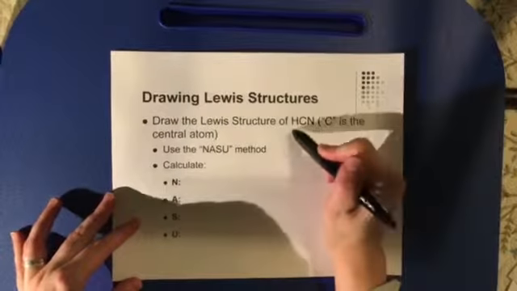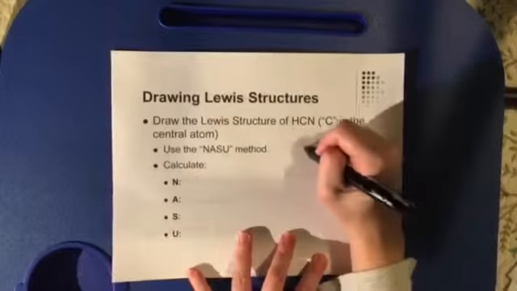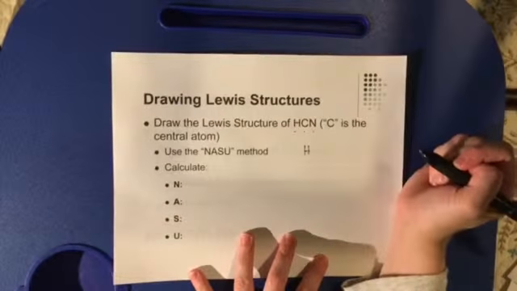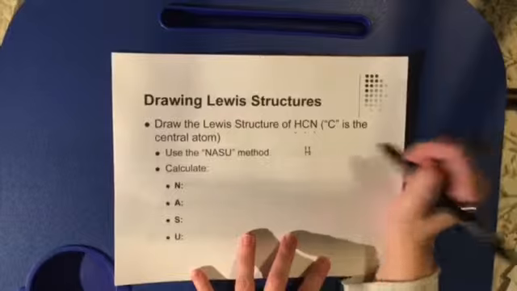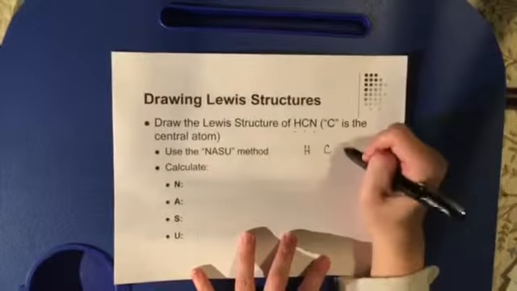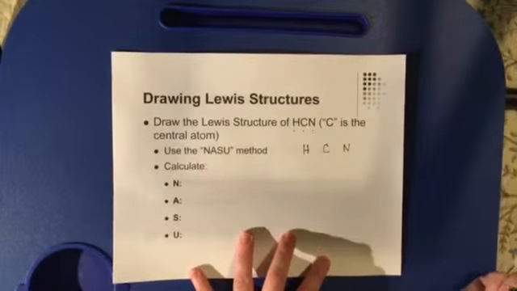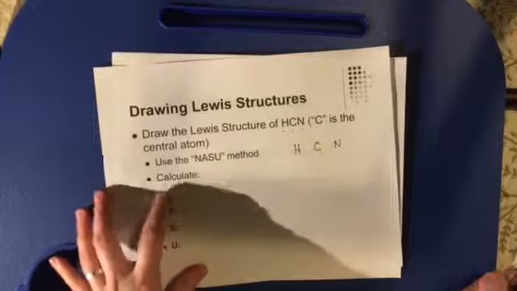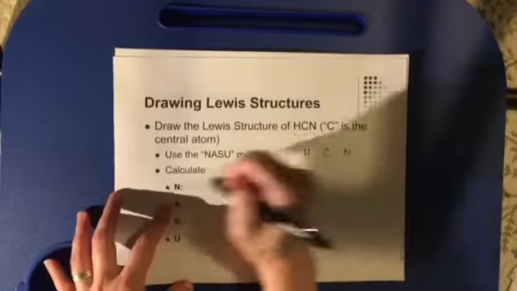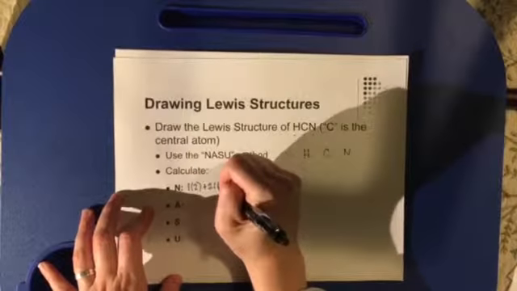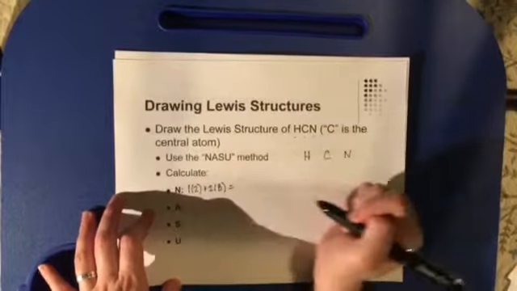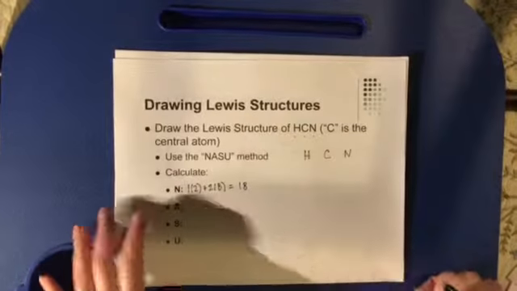Next one, we have HCN. And so hydrogen's not going to be in the center because that just means this is an acid. Hydrogen will never be in the center. So we're going to put carbon in the center and then like that. Needed, we've got 1 hydrogen that needs 2 and then 2 that need 8. So it's 18 like that.